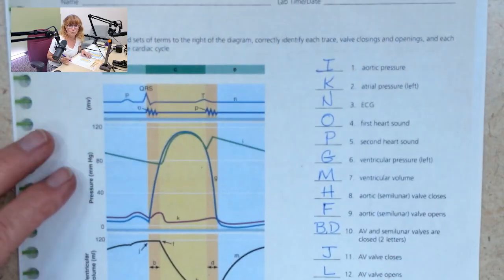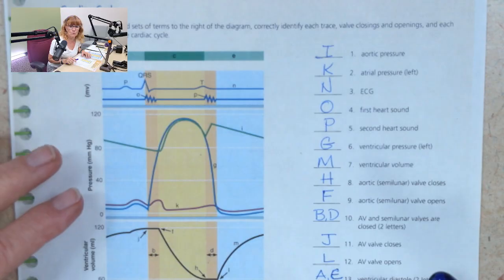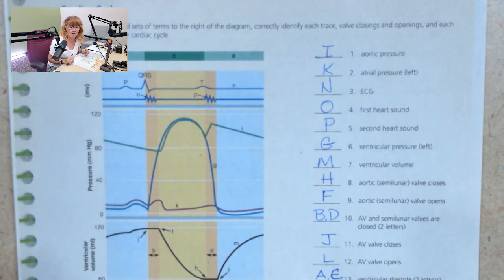So hopefully this helped you work your way through the events of the cardiac cycle and what is happening in each part of that, and that it is not confusing and overwhelming to you.